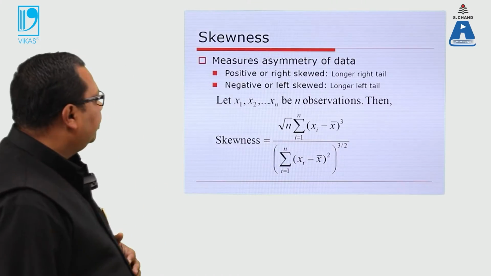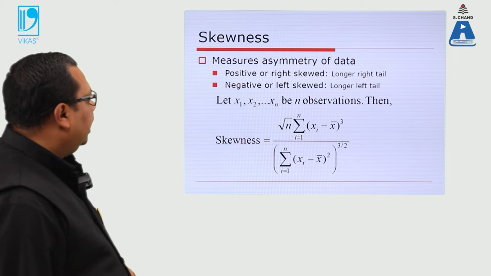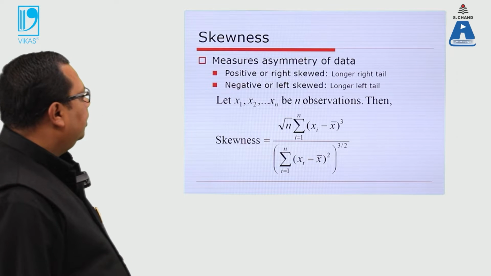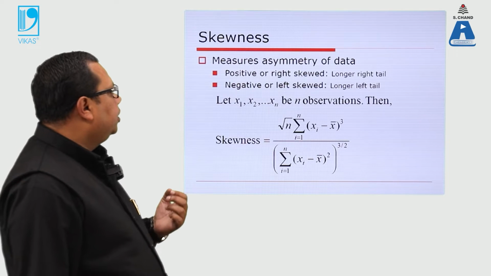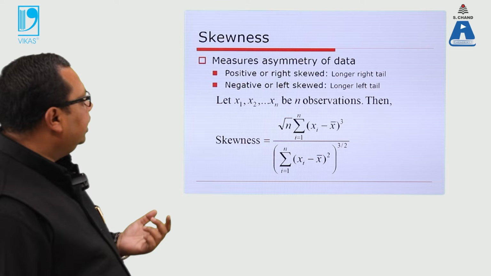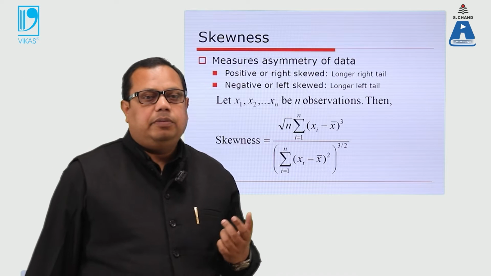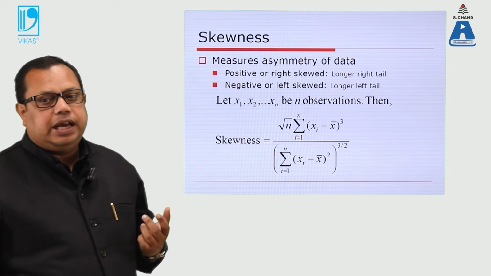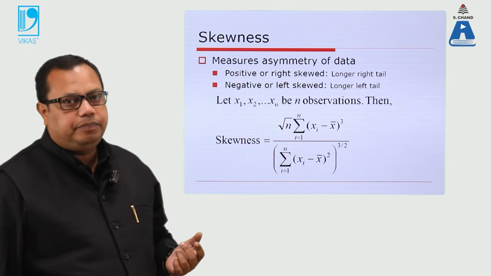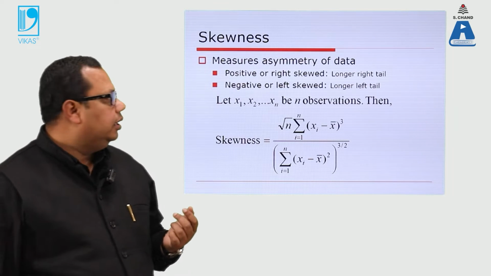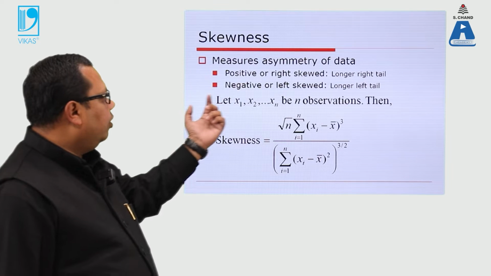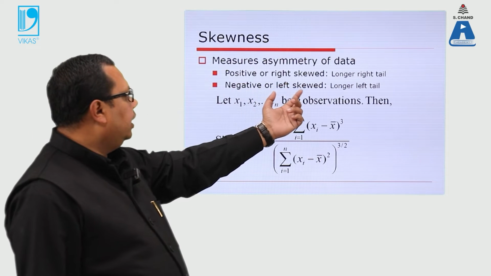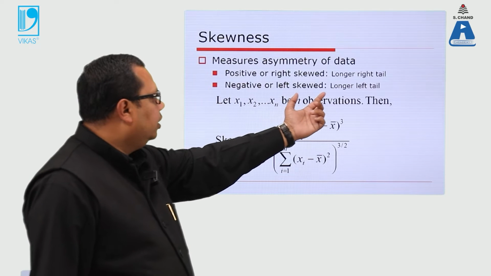In this video, we'll again proceed further and make some more calculations. And the first calculation that we will do is called skewness. Skewness is basically a particular parameter by which we calculate the asymmetry of the data. Asymmetry of the data in the sense that we will calculate the positive or right skewed, longer right tail, negative or left skewed, longer left tail.